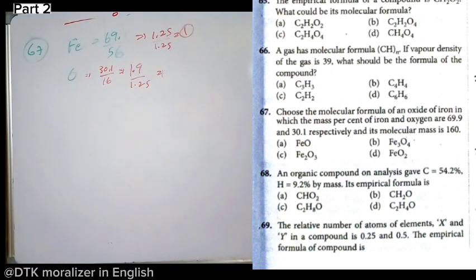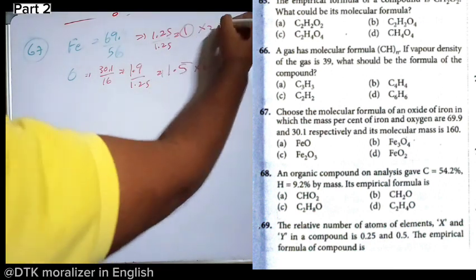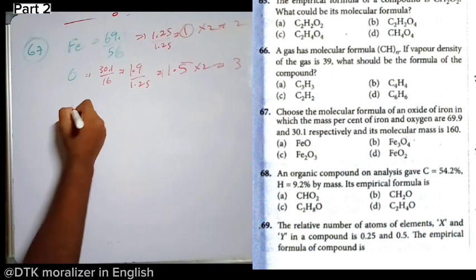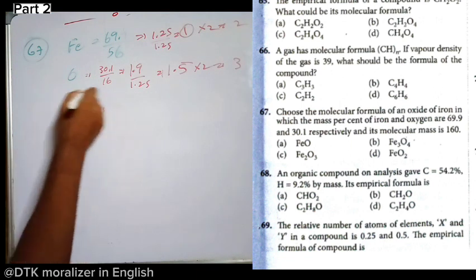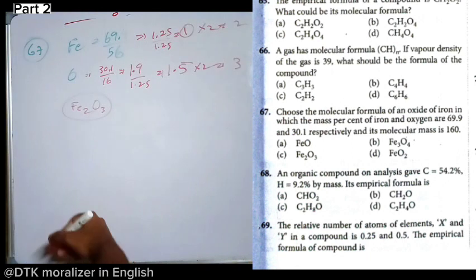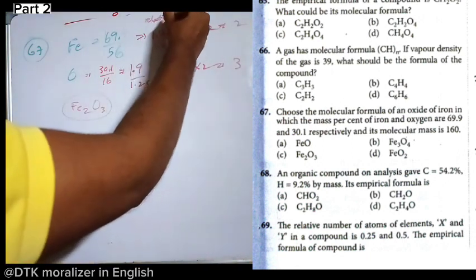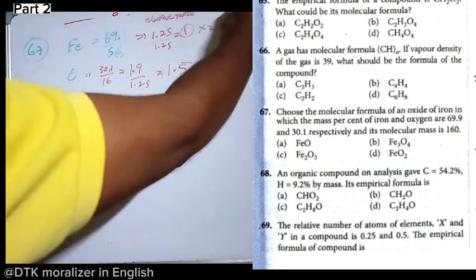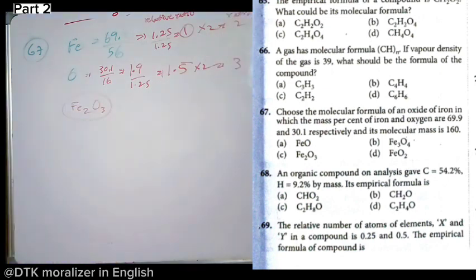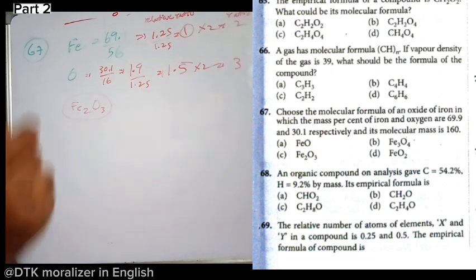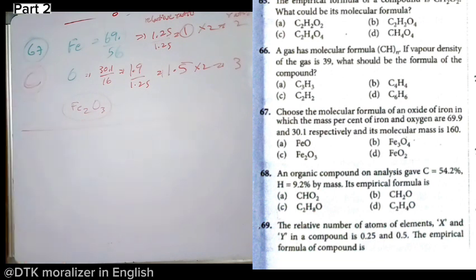So by this we can observe that here 1.5 answer comes. Sorry for this misunderstanding. So here the whole ratio is 2 and 3. So Fe2O3 is the answer. As you can see. Now question number 68.